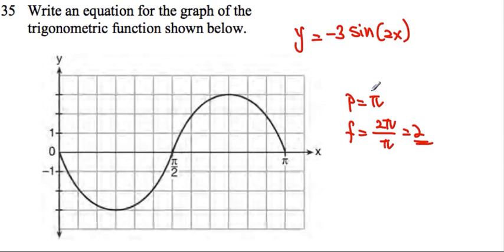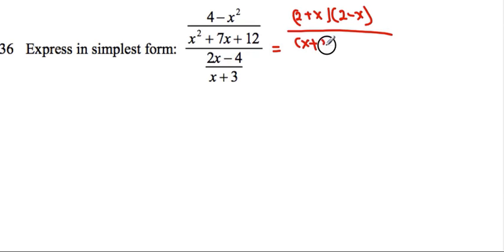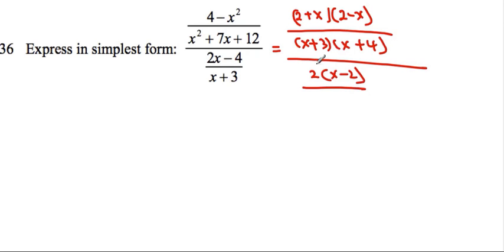Alright, and that's about it. Let's move on to the next question, number 36. How can we express this one in simplest form? The best thing is for us to express everything in factored form. So here we get 2 plus x, 2 minus x. On the bottom here, which two numbers multiply to 12 but add up to 7? It is x plus 3 and x plus 4. On the top here, 2 is a common factor. We have 2 times x minus 2 over x plus 3.